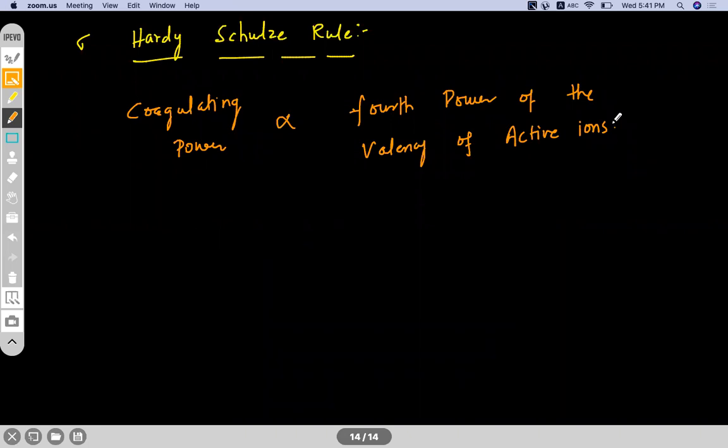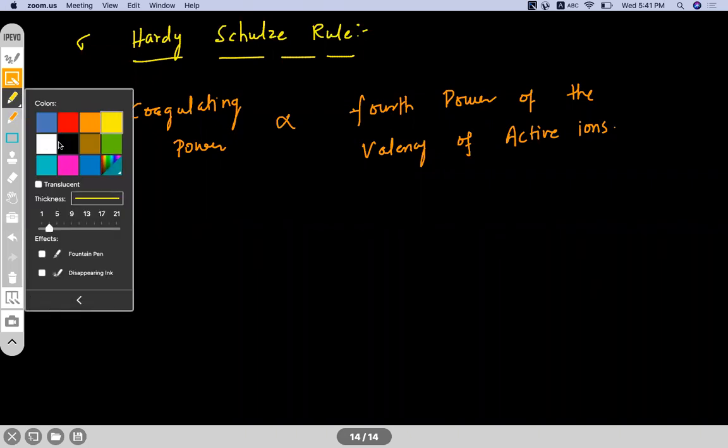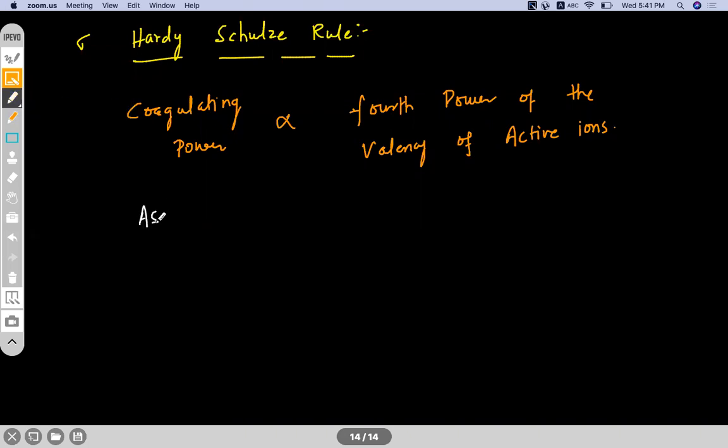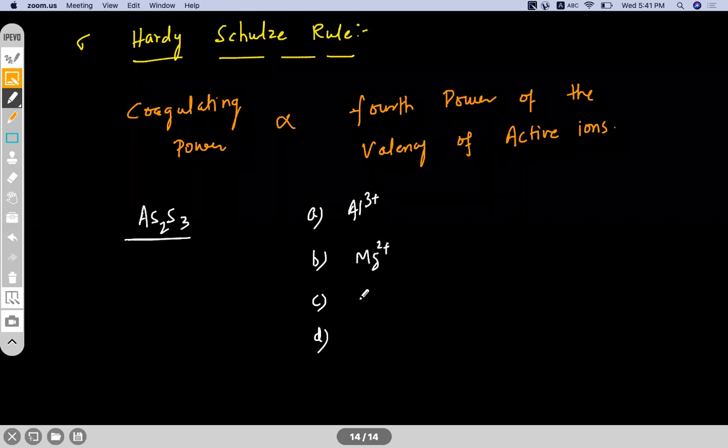So what kind of question will they ask? They will ask questions like this. We have a sol of As2S3, for example. They can ask which electrolyte makes coagulation possible. They'll give you four options, A, B, C, the ions. Or which one will give the maximum coagulation? For example, we have AlCl3 present, Al3+; Mg2+; Na+; and one more, what can we write?